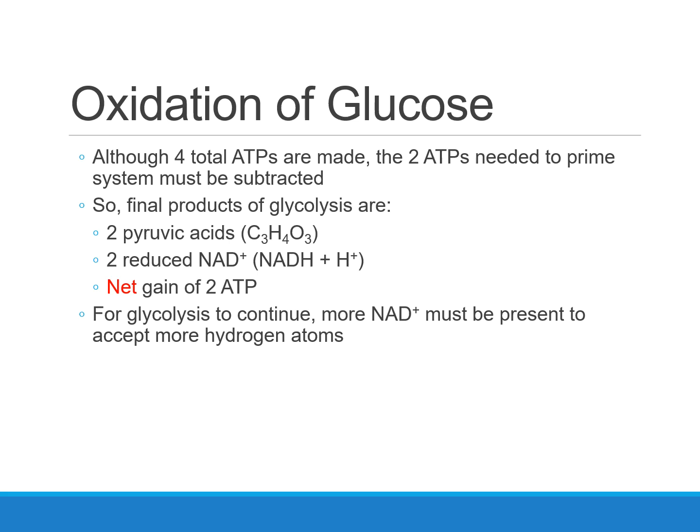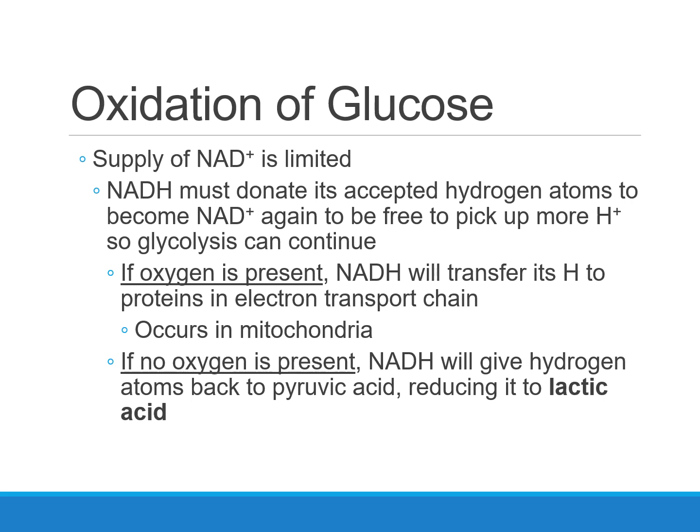For glycolysis to continue, more NAD must be present to accept more hydrogen ions or atoms. The supply of NAD is limited. NADH must donate its accepted hydrogen atoms to become NAD cation, again, to be free to pick up more hydrogen. So basically, NAD is a hydrogen ion, or a proton, if you want to think of it that way, an electron shuffling taxi cab. It's moving hydrogen ions around. If oxygen is present, the NADH will transfer its hydrogen to proteins in the electron transport chain, and this is going to occur in the mitochondria. If no oxygen is present, NADH will give hydrogens back to pyruvic acid and reduce it to lactic acid.